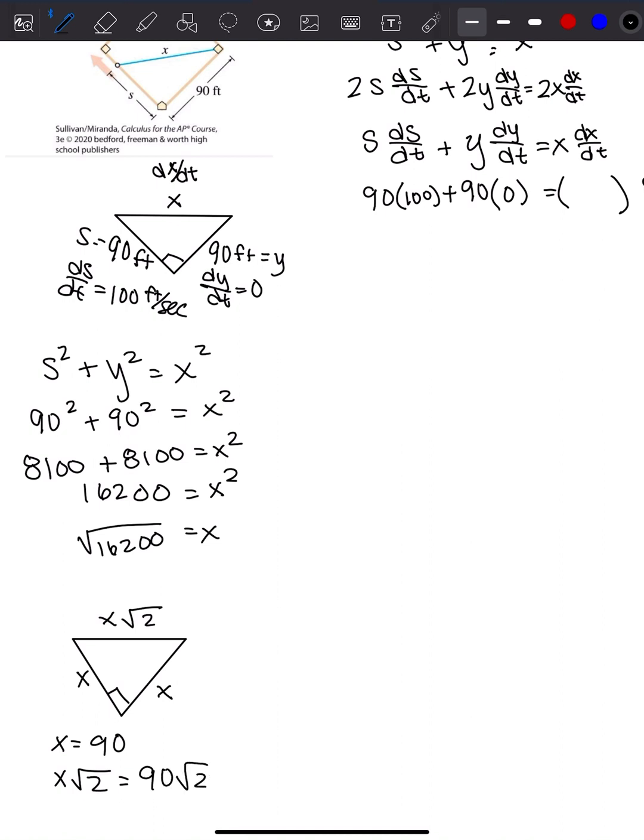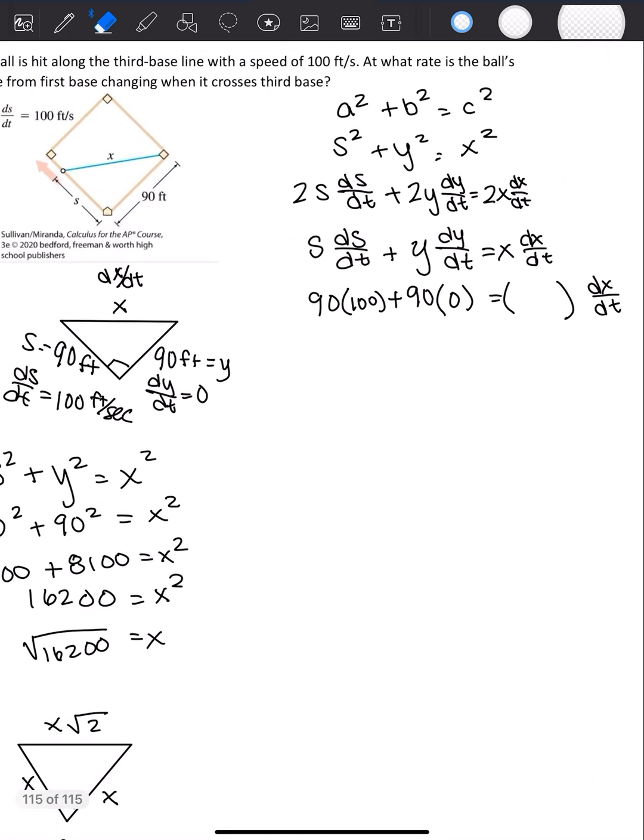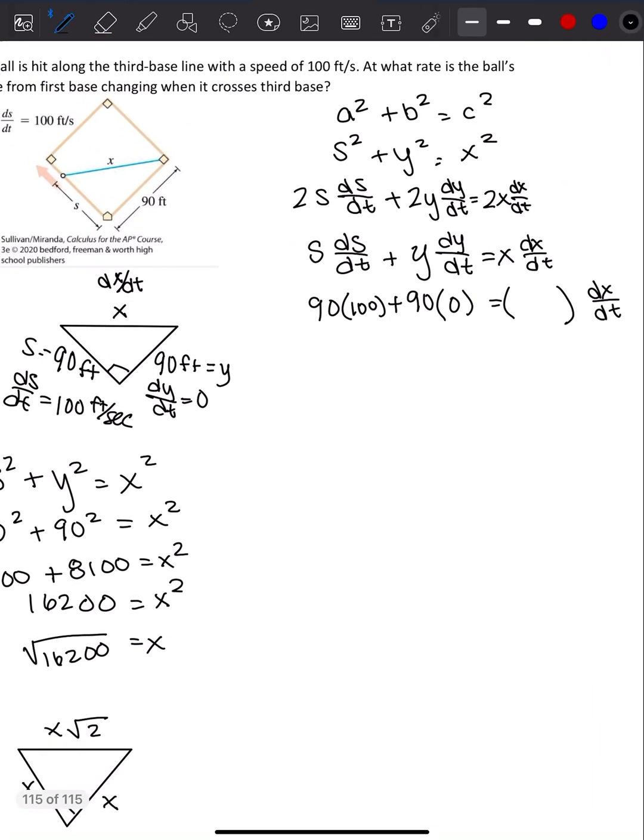Between these two values, one of them is easier to work with than the other in this particular problem. So I'm going to use the second one, 90 times the square root of 2, because if I look at my problem, everything has a 90. So I can rewrite this. We have 90 times 100. I could multiply those out. We have 90 times 0, going to get rid of it. Equals 90 square root of 2 times dx over dt.